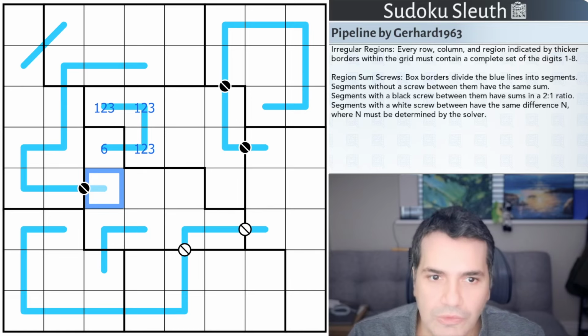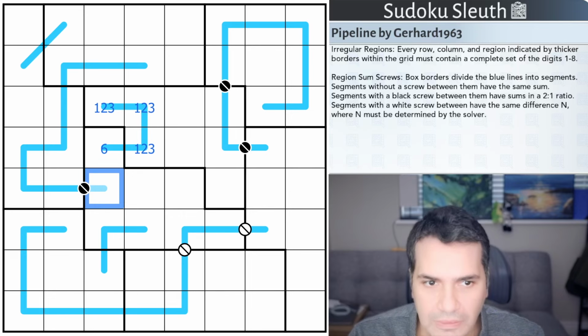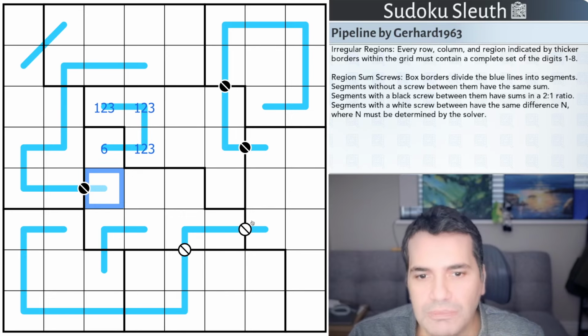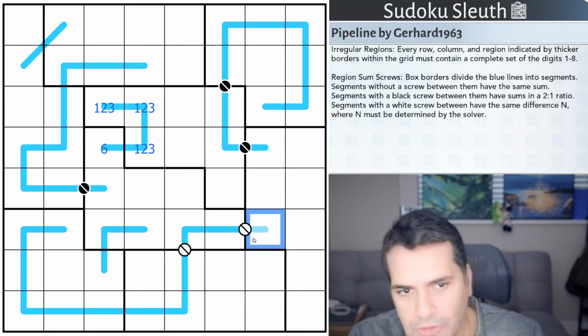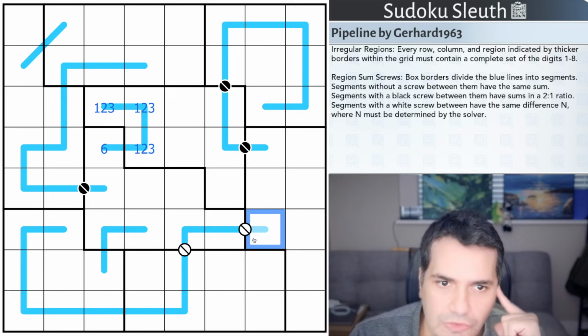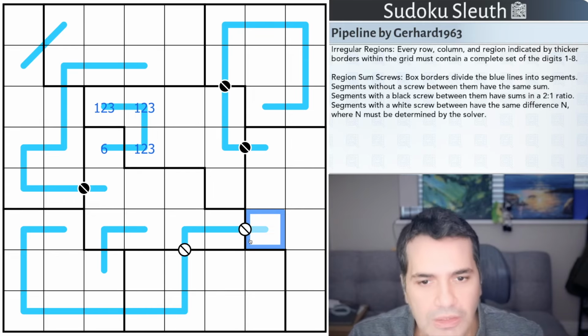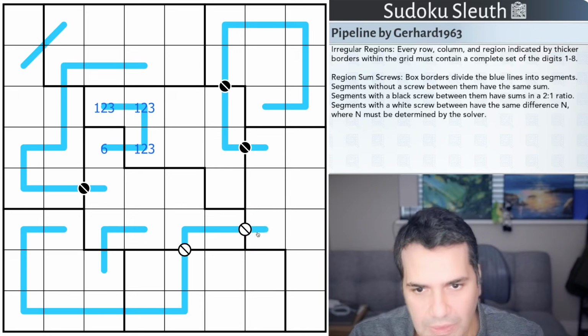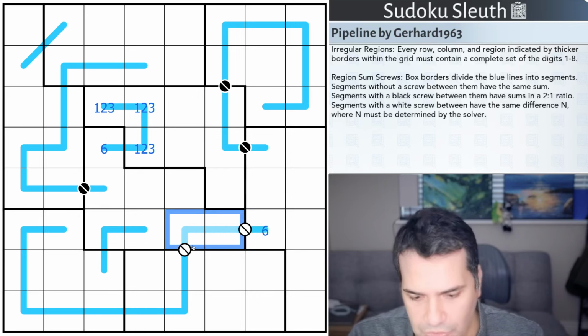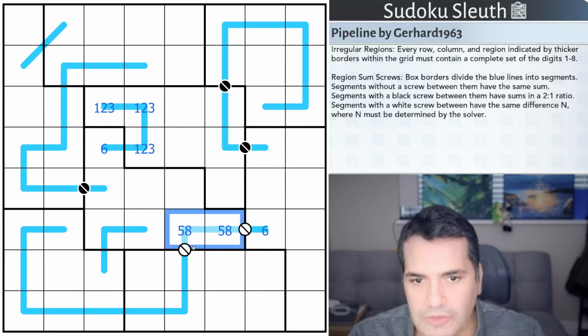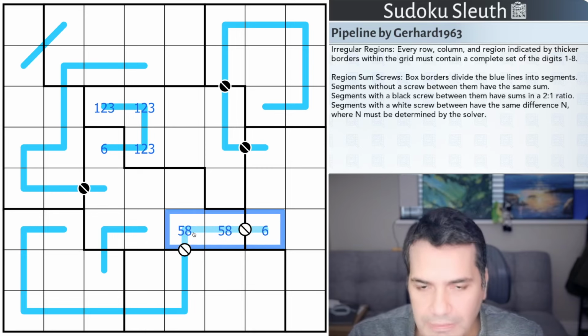We also have white screws. So segments with a white screw between them have a difference of n, where n must be determined by the solver. I was really hoping it was going to be like consecutive. Hang on, let me just wrap my mind around this. Segments with a white screw between them have the same difference n, where n must be determined by the solver. I see. So I think that's saying that as we go from this cell, let's say this is 6, and let's say these two digits are 5 and 8, that's 13. That's a difference of 7.